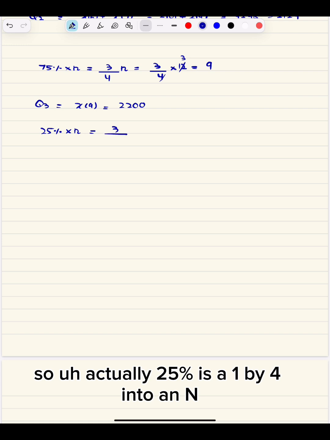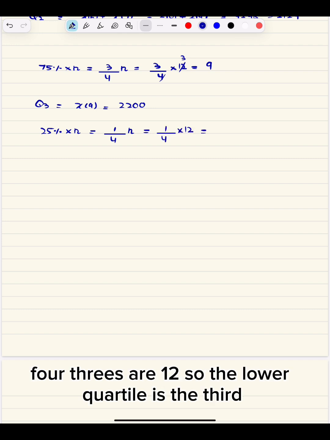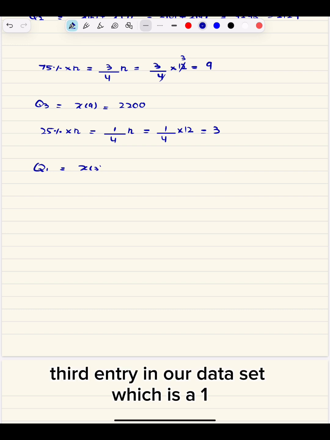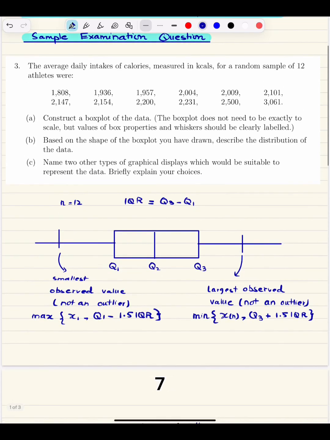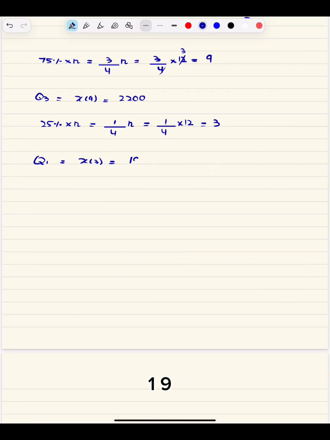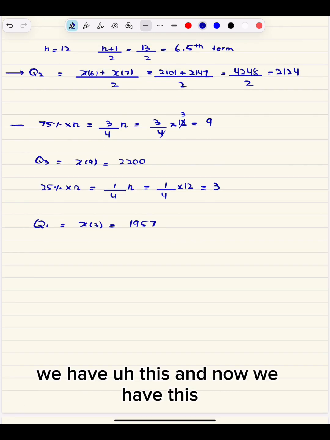Okay, for the lower quartile, 25% of the whole data lies below this. So 25% is 1 by 4 times n. So we have 1 over 4 times 12, and 4 threes are 12. So the lower quartile is the third entry in our data set, which is 1957. Okay, so we have this, we have this, and now we have this.